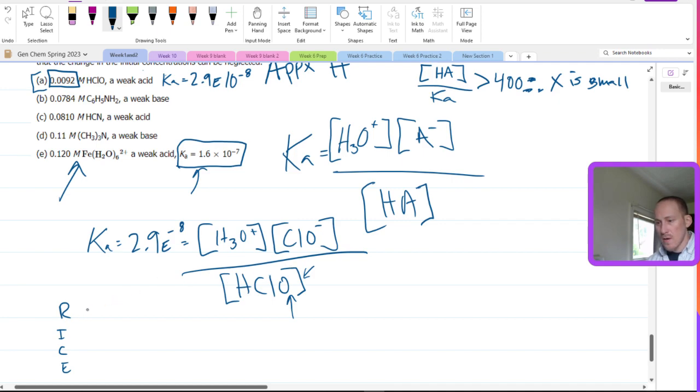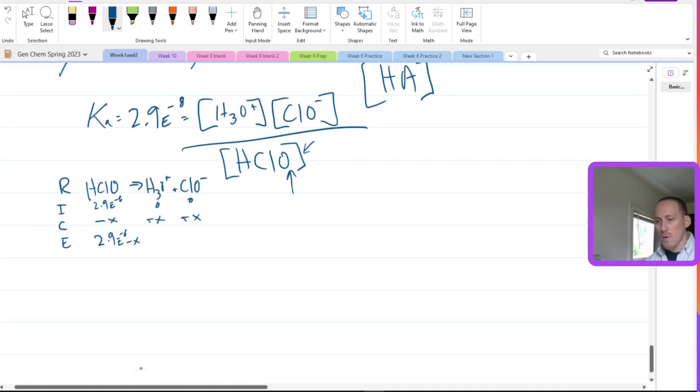So the RICE table here, we have our HClO becomes H3O plus. Now, obviously, I'm sort of implying the part where water is an intermediate there, but that's what happens. Our initial is 2.9 minus 8. Our initial, those are 0. This loses x, this gains x, this gains x. But again, we're saying x is small, so that is essentially equal to the initial. However, x is not so small that we ignore it for multiplication. So x and x.